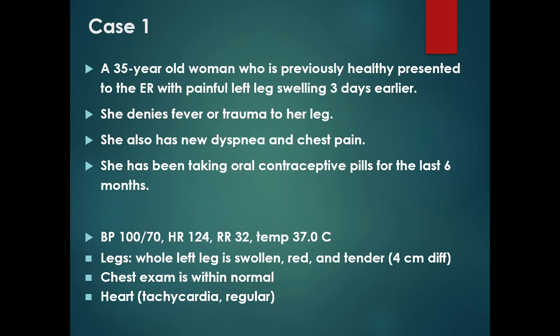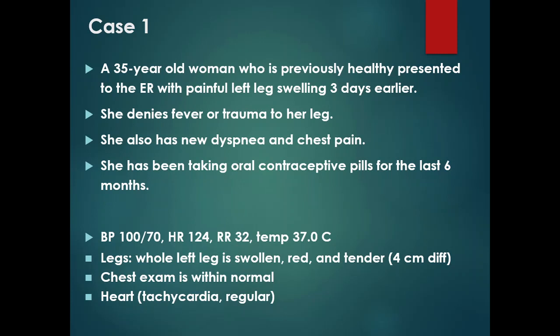We'll start with a case. This is a 35-year-old woman who is previously healthy. She presented to the emergency room with painful left leg swelling of 3 days. She denies fever or trauma to her leg. She also has new dyspnea and chest pain with her presentation that she did not have before. She has been taking oral contraceptive pills for the last 6 months.